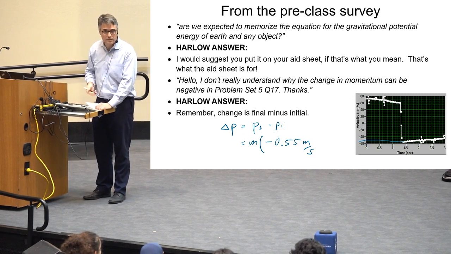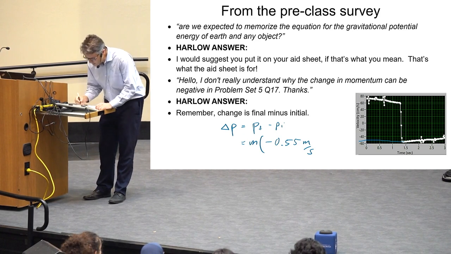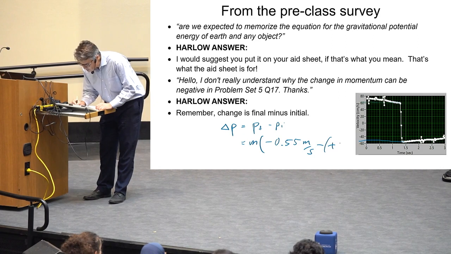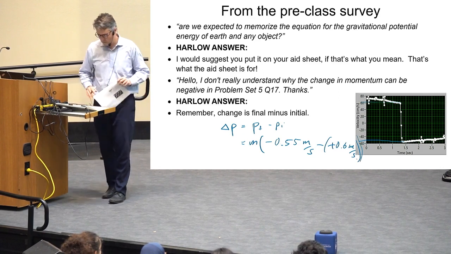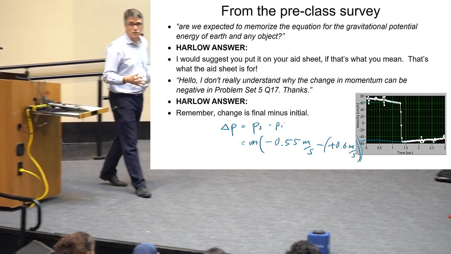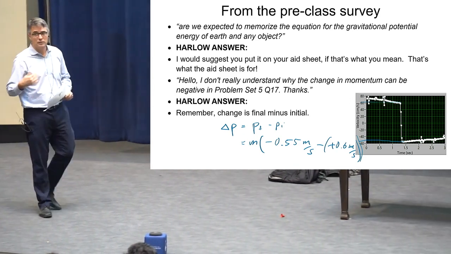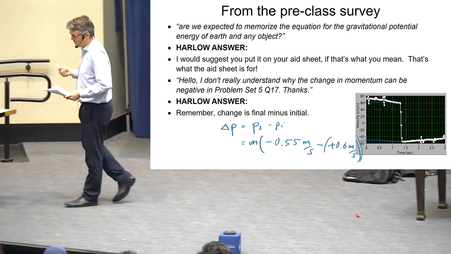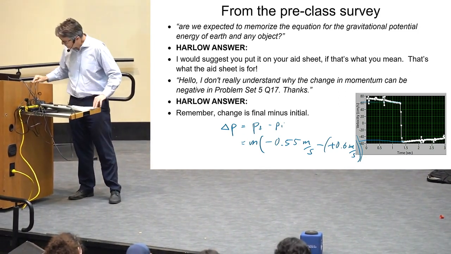This is just taken off the display from your actual graph from last week. And then you minus the initial, which was plus whatever it is, plus 0.6 meters or something like that. So it's minus a plus, you get a negative. It's trying to make sense. You've got something going positive. It ends up going negative, so you've got to give it that push in the negative direction.